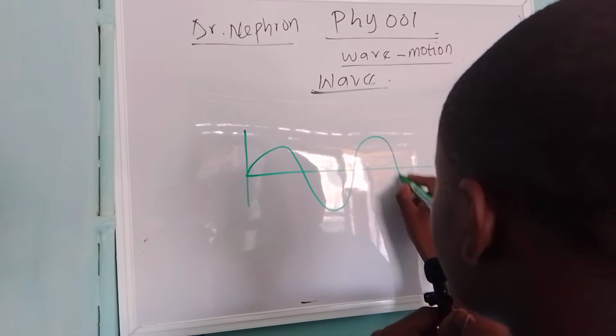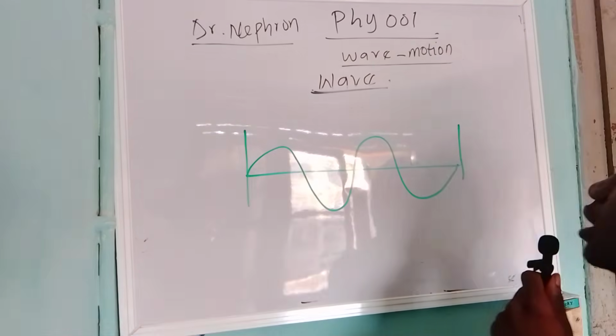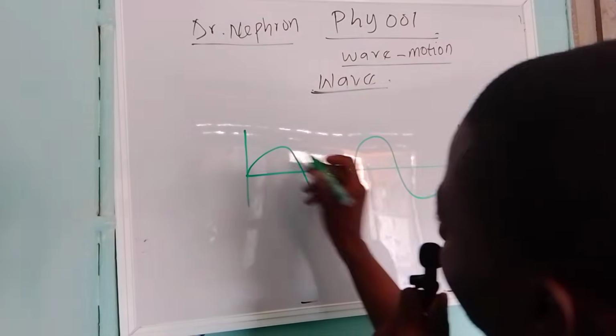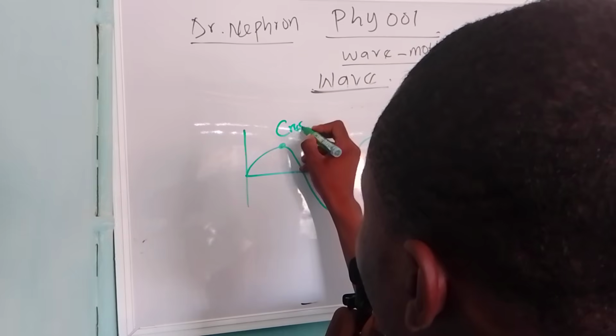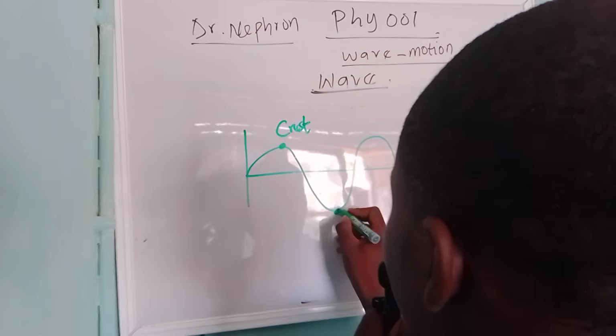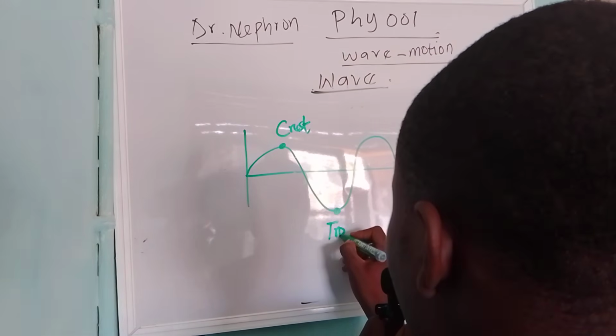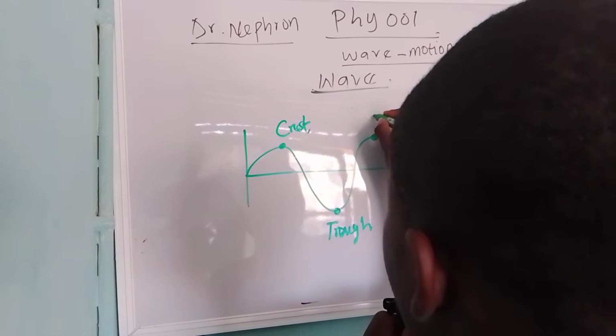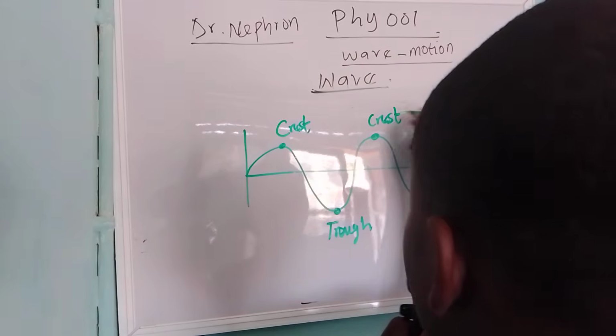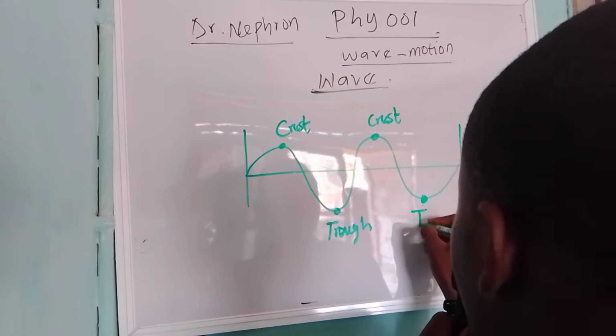Now, this is a transverse wave. This place is what I call the crest. This one I call the what? The trough. This is also called the what? The crest. And this is called the what? The trough.